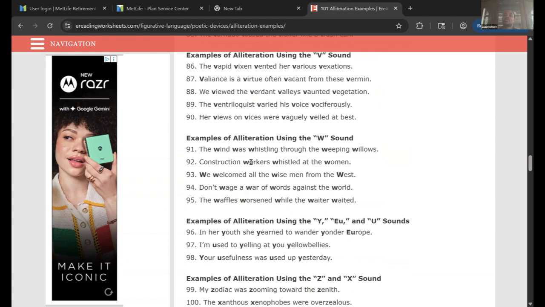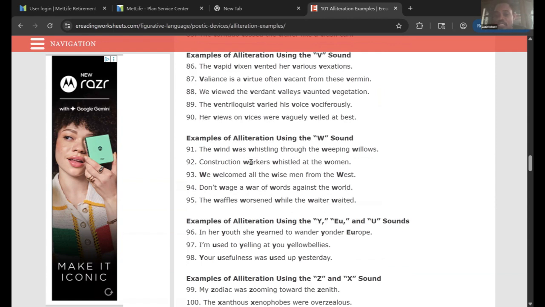Example of alliteration using the W sounds. The wind was whistling through the weeping willows. Construction workers whistled at the women. We welcome all the wise men from the West. Don't wage a war of words against the world. The waffles worsened while the waiter waited.